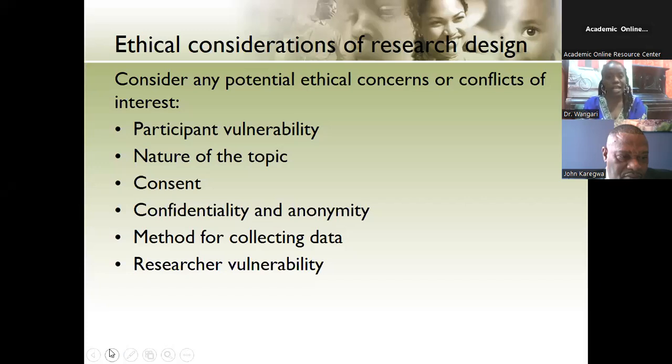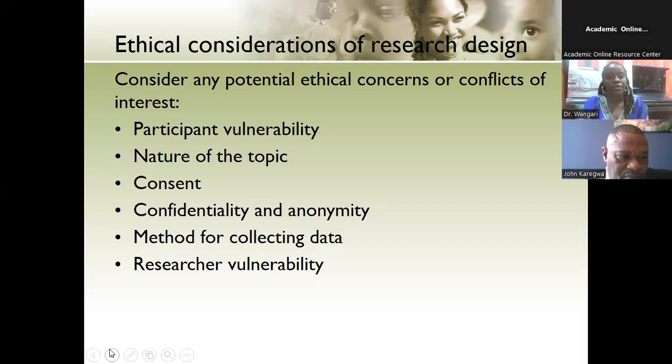So confidentiality, anonymity, you ensure that there's no name written on any of the research survey packs so that people remain anonymous and their data is stored privately and confidentially. Then think about the method for collecting data and whether that could bring any conflict of interest. For example, a lot of people who are not literate would not want you to give them a paper and a pen to fill in. You'd rather switch to face-to-face as a method.